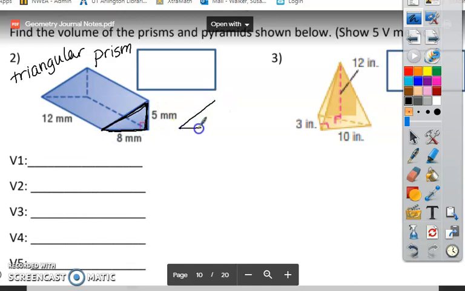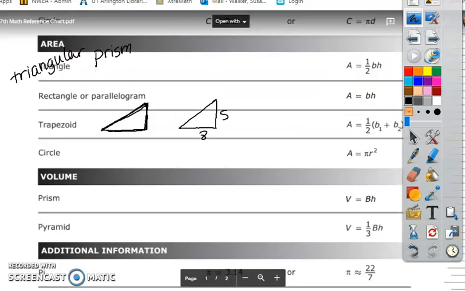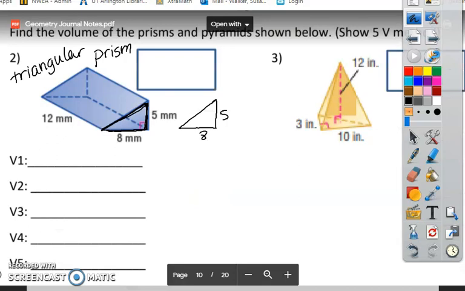So I'm going to draw that out here. 5, 8, and I don't see a measure here, which is good because I don't need it. Okay, so I go to my formula chart and I want the main formula because we are looking right here. It says, volume of a prism. V equals big BH. Remember, big B stands for area of base. Okay, not just like a number. Area of the base, okay?